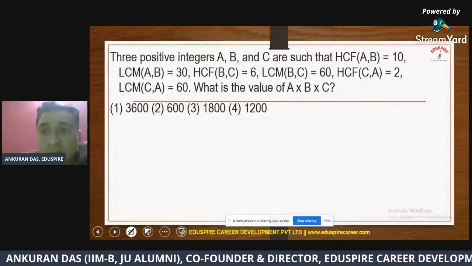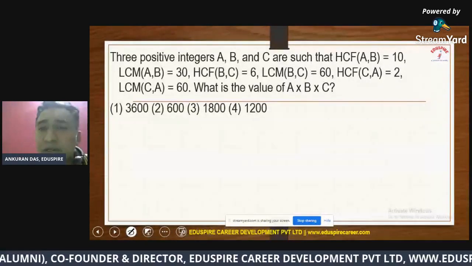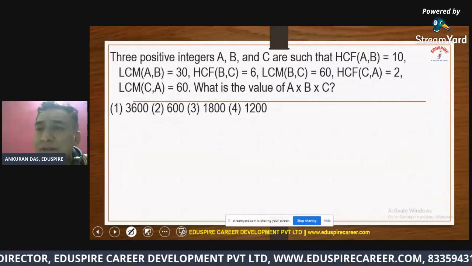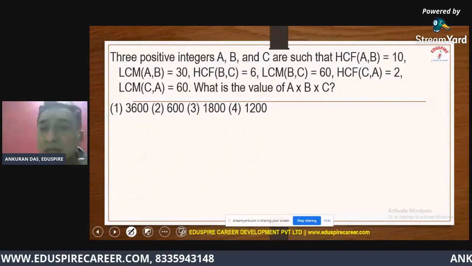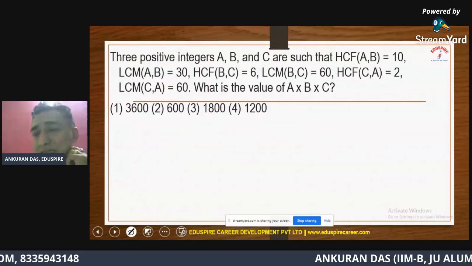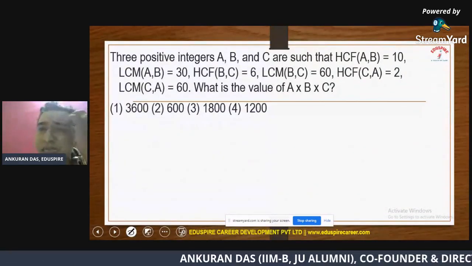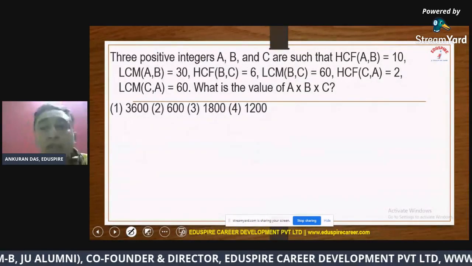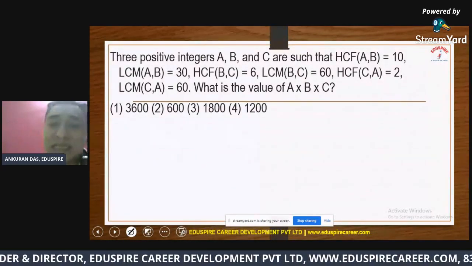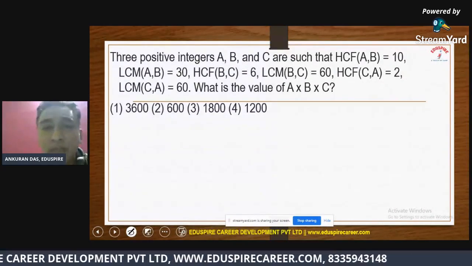there are A, B, C positive integers, and the HCF of AB is 10, LCM of AB is 30, HCF of BC is 6, LCM of BC is 60, HCF of CA is 2, LCM of CA is 60. So what is the value of A into B into C?